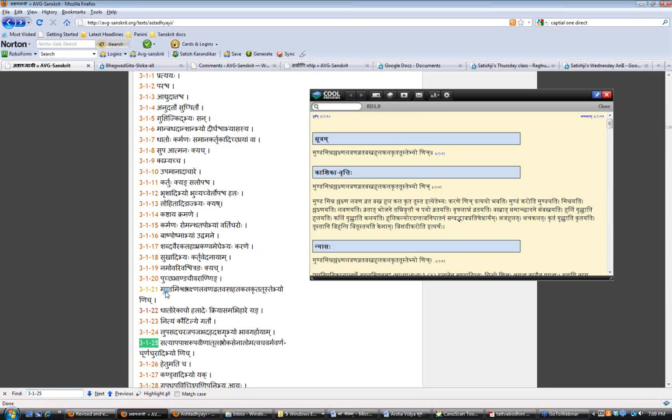3122 up to the end of the third chapter. So Dvat Vimshadittamam sutram Prabhrati, is from the 22nd sutram onwards.